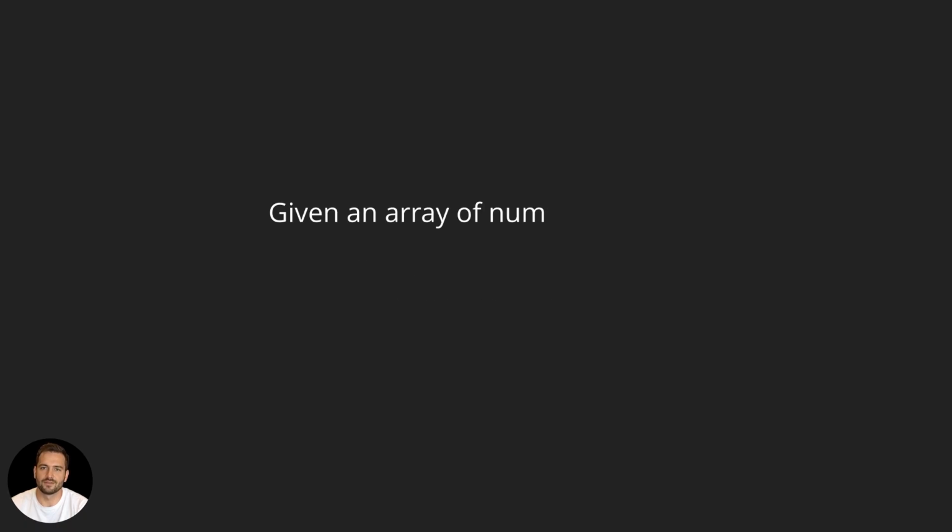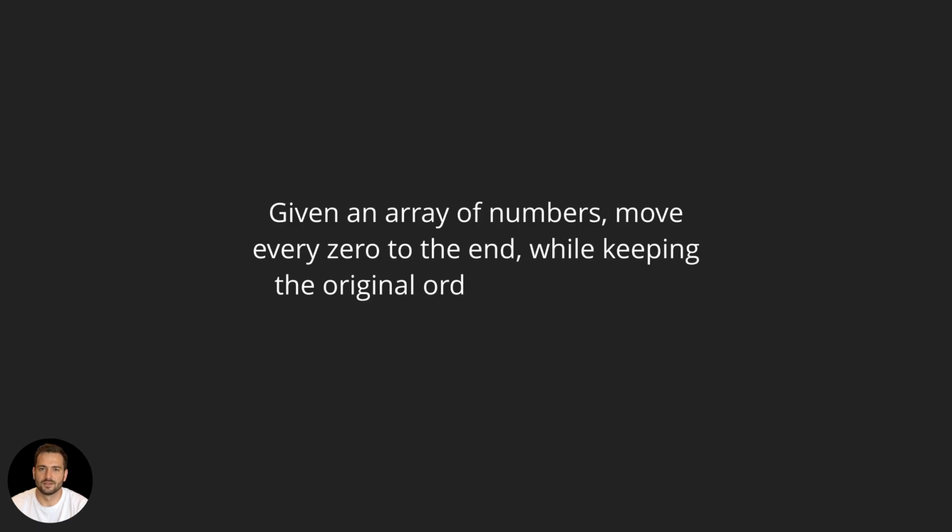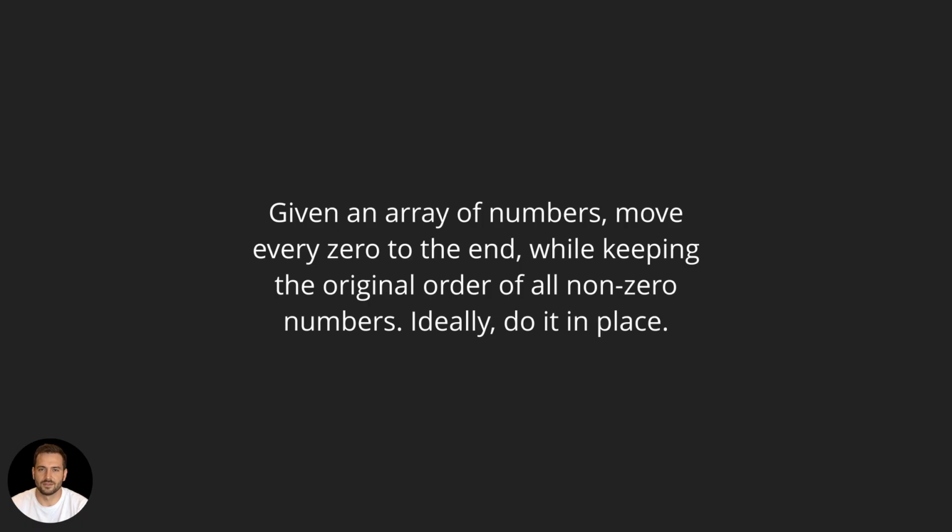Here's the problem. Given an array of numbers, move every zero to the end while keeping the original order of all non-zero numbers. Ideally, do it in place.